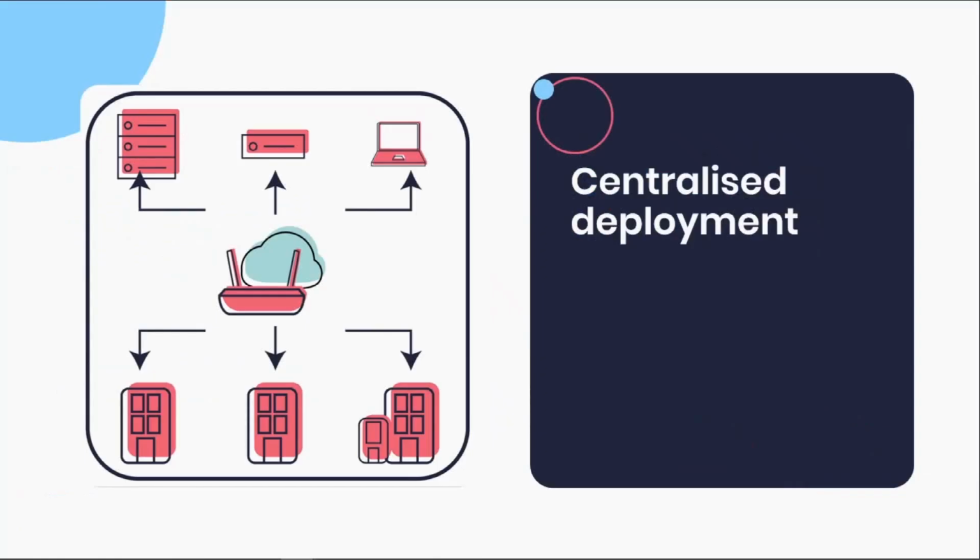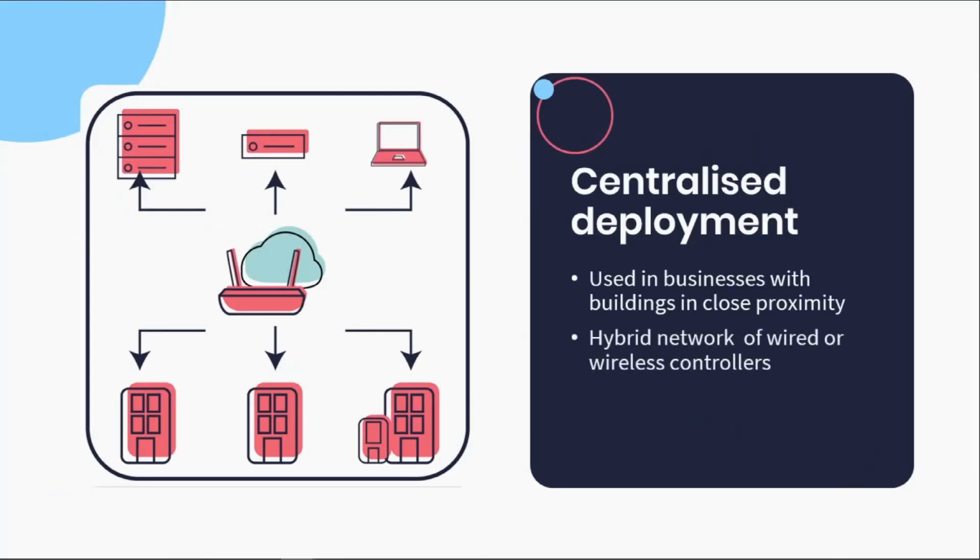Centralized deployment is typically used in businesses with buildings, units, or campuses in close proximity. This deployment type could be configured as a hybrid network with the use of wired or wireless controllers to boost and acquire advanced wireless functionality. A centralized deployment is designed based on the premises and all the equipment is installed in one location.